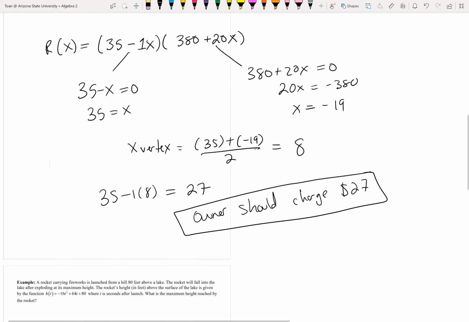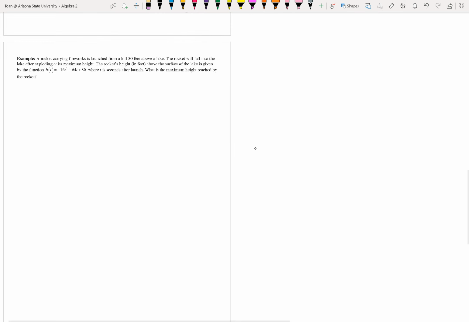Let's take a look at a different example here. So this example says a rocket carrying fireworks is launched from a hill 80 feet above the lake. The rocket will fall into the lake after exploding at its maximum height. The rocket's height in feet above the surface of the lake is given by this function here. So this is actually nice. They did the hard work for us. They gave us the formula, or the function, where t is seconds after launch.